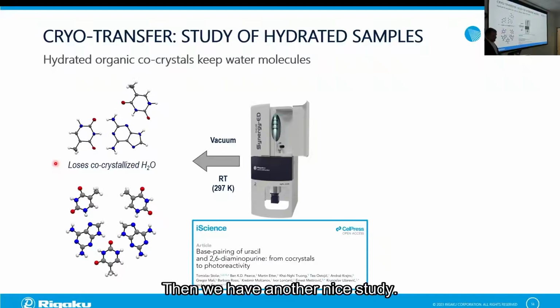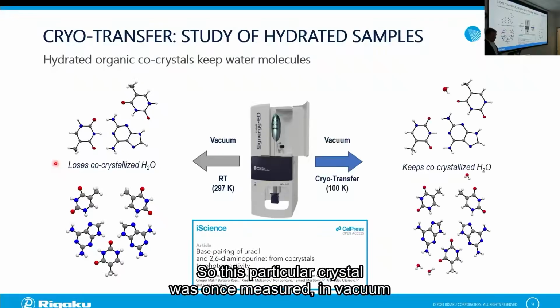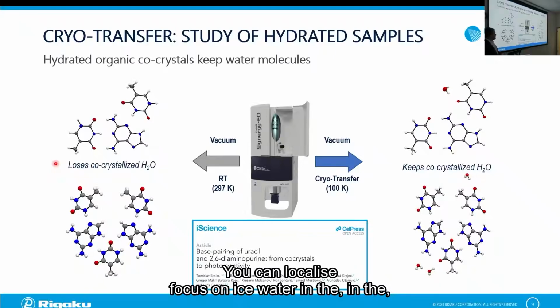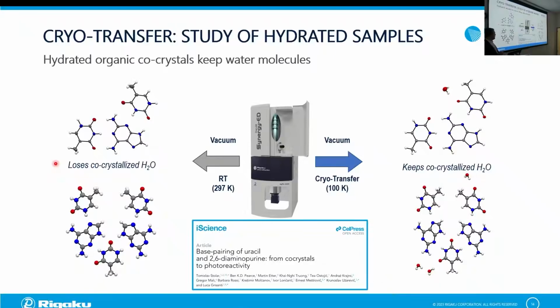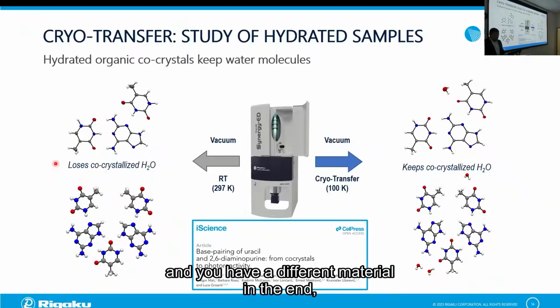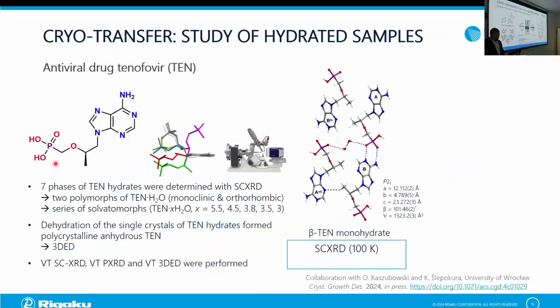Then we have another nice study. This particular crystal was once measured in vacuum and once with cryotransfer. In cryotransfer, you can localize co-crystallized water. In the room temperature case, you are not seeing this, and you have a different material in the end.